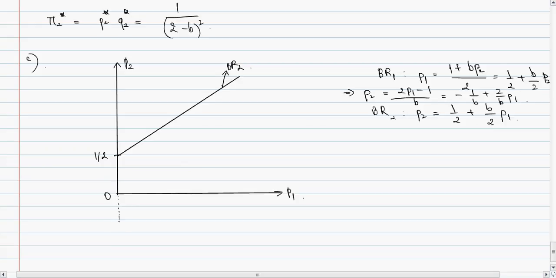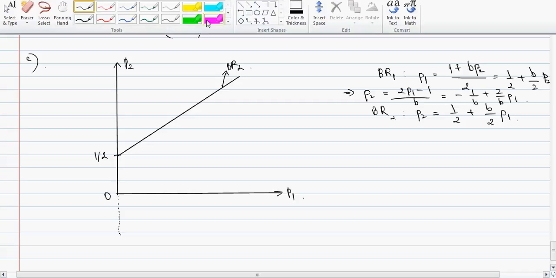Okay, and the slope is 2 on B. So I don't know the values of B, but the question is telling you that B is bigger than 0, right? Now again, the condition is the slope. So I'll just draw it first.